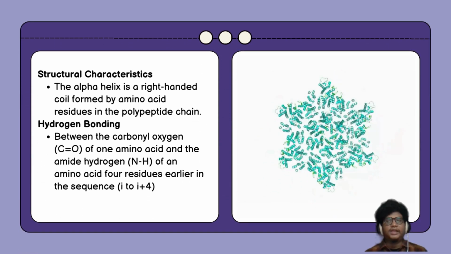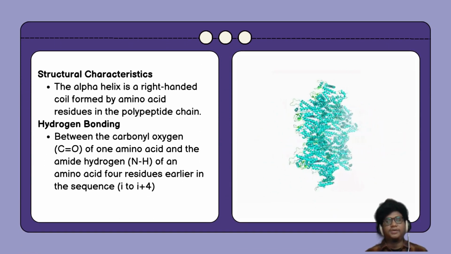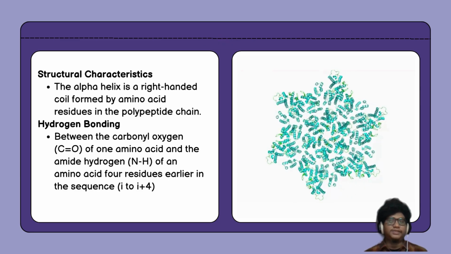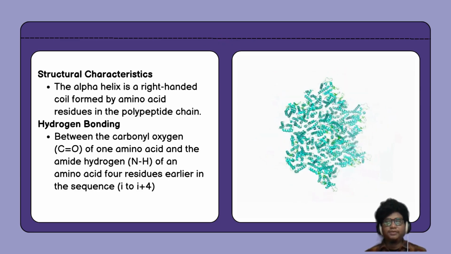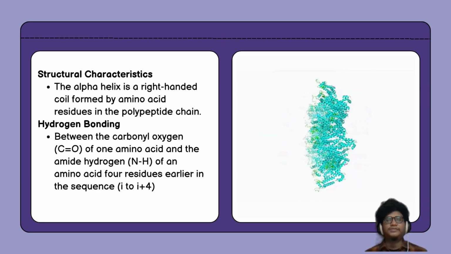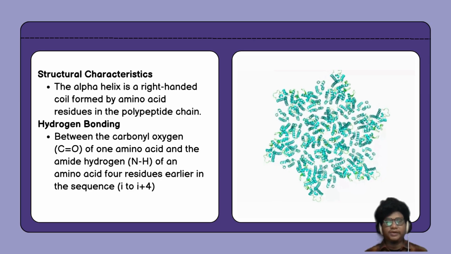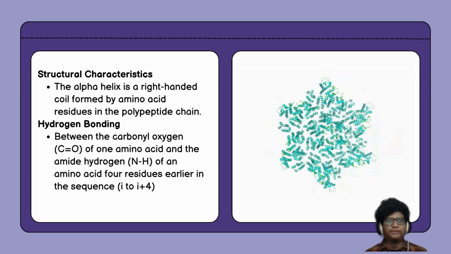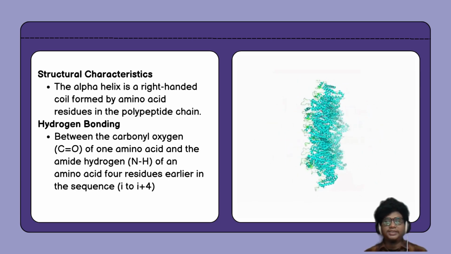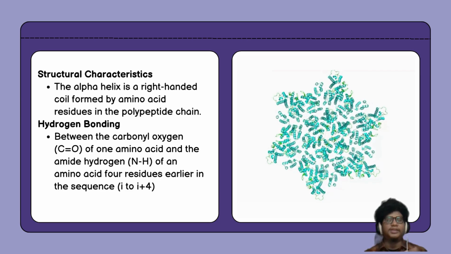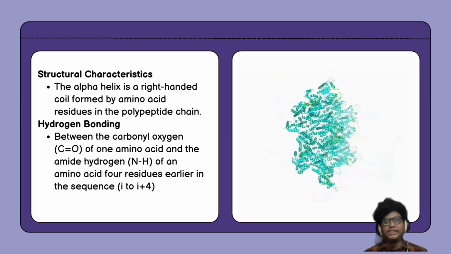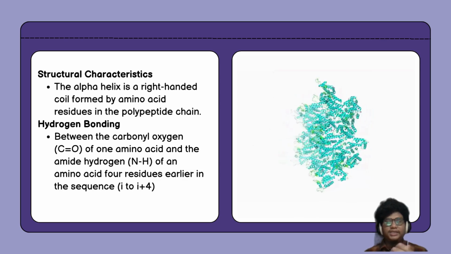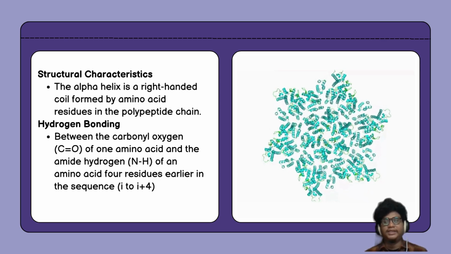Alright, so the alpha helix is a right-handed coil formed by amino acid residues in the polypeptide chain, which is responsible for the structural integrity and stability of the protein. Hydrogen bonding between the carbonyl oxygen of one amino acid and the amide hydrogen of an amino acid four residues earlier in the sequence gives rise to the alpha helix.